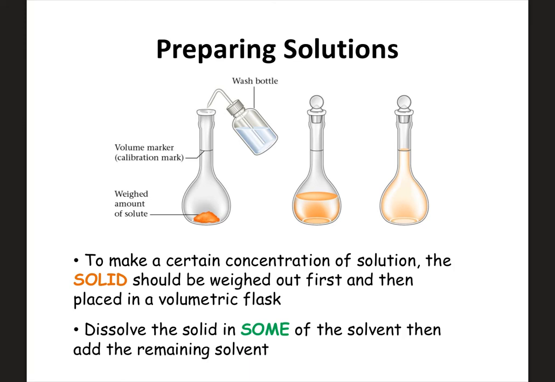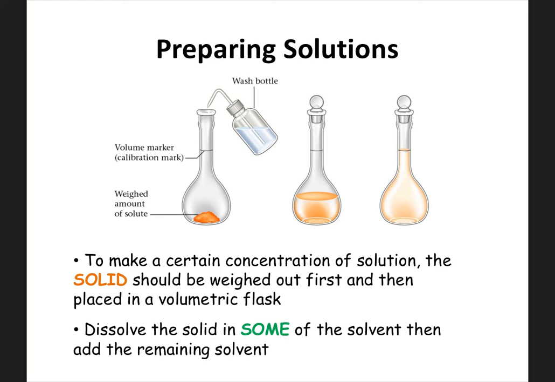So the first thing it says here is that the solid should be weighed out first and then placed in a volumetric flask. This is what a volumetric flask looks like. All right, it has usually one line on it and it's calibrated to the exact volume. So if this was, say, a 500 milliliter volumetric flask, that line would be exactly 500 milliliters of solution. Okay, so when you hit that line with your liquid, you know that there's exactly 500 milliliters of solution.